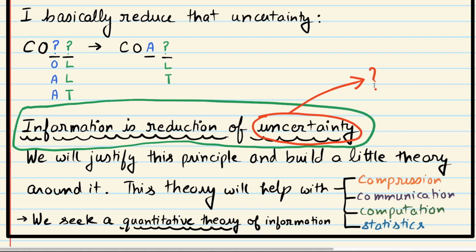So we have replaced the question of measuring information with that of measuring uncertainty, and information is simply the reduction in uncertainty. We'll justify this principle slowly. We'll build a little theory around it. And this theory will help us do many things. It will help us do compression, communication, computation, and statistics. We seek a quantitative theory of information, and this particular measure of information, the reduction of uncertainty, will allow us to come up with a quantitative theory of information.